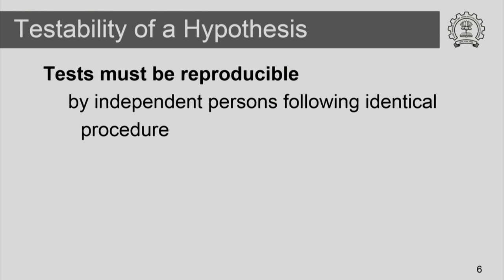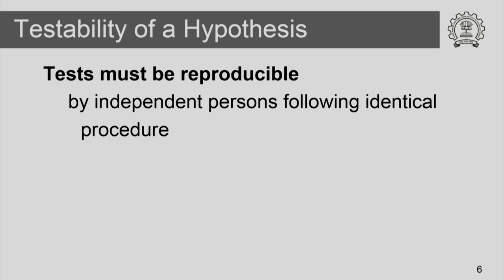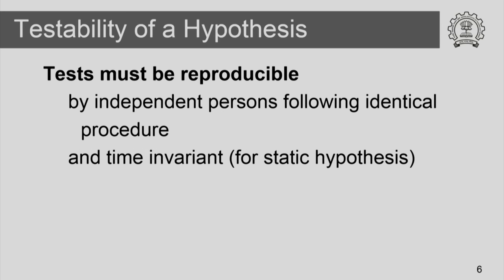What is important? That the test result should be reproducible by independent people, independent groups, independent researchers who decide to follow an identical procedure. So this is one of the key features of the scientific method, and it should be time invariant. For a static hypothesis, if you do this today, if you do it tomorrow, if you do it after a year, I should be able to get the same test results.